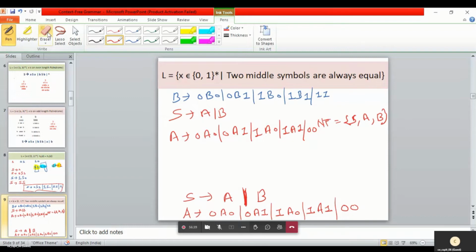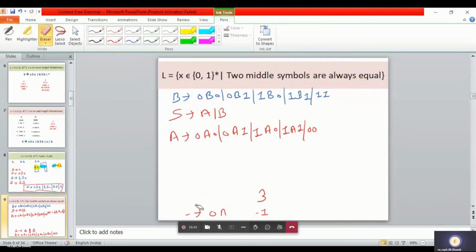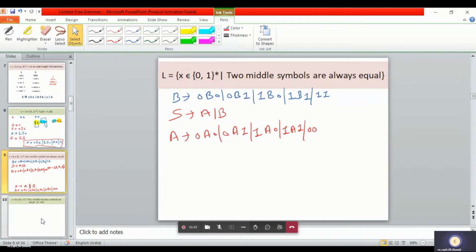So I hope it is clear. This is the final answer, that we are getting two middle symbols always equal with these three different non-terminals. Do you have any query in this? You can ask that. If any step is not clear, can you explain with more examples? Then we can discuss it.